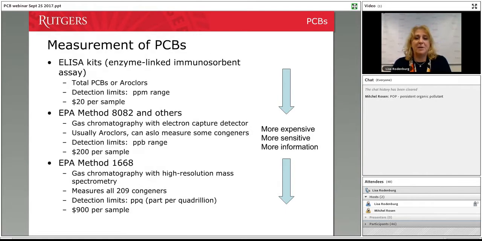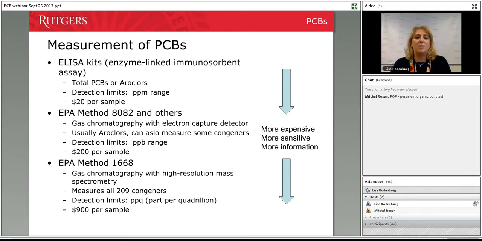So how do you measure PCBs? The method that has been used the most and has the longest history is called EPA method 8082. It's been around since the 1970s, and any old documents that you read of PCB measurements that were conducted before about the year 2000 would all have been conducted using EPA method 8082 or something similar to it. It uses gas chromatography with an electron capture detector. So that's kind of an old technology. It's been around for a while.